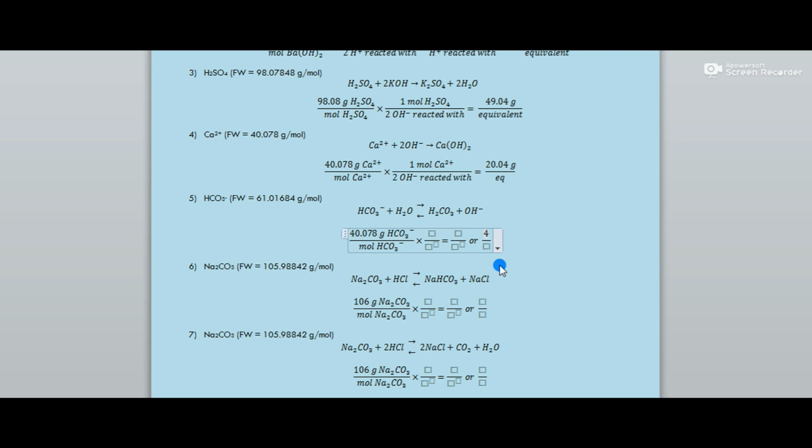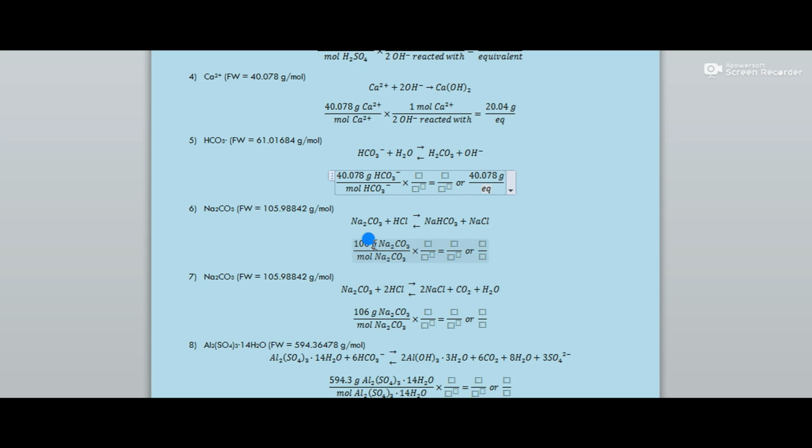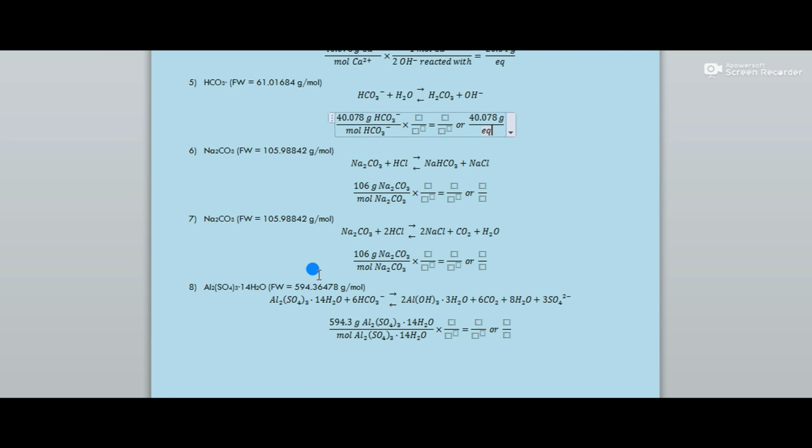The equivalent weight for this one is in grams per equivalent, so you can easily get it. So here, you have a problem. Sodium carbonate, again, equivalent mass: you cannot define it without a reference chemical reaction.